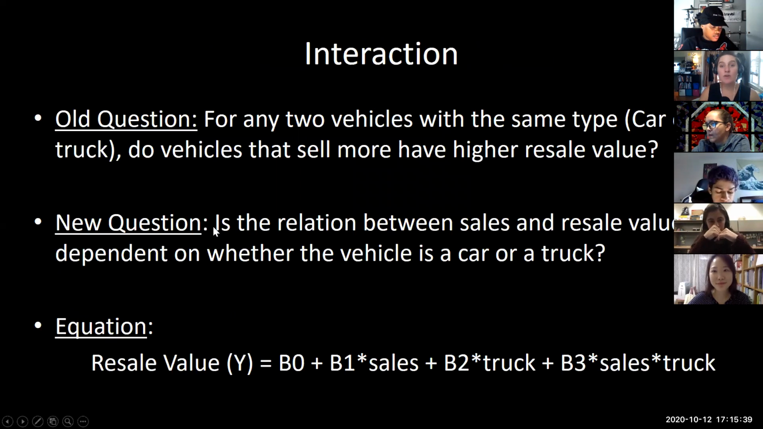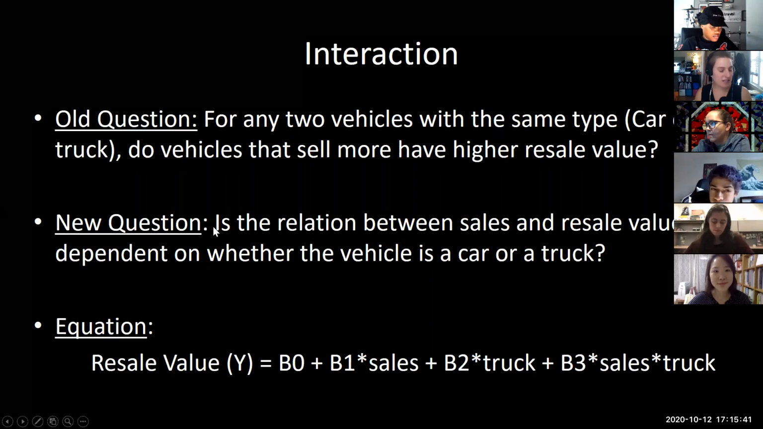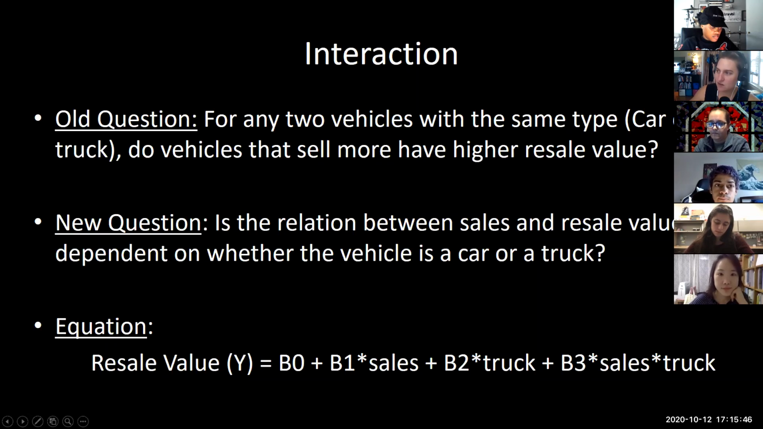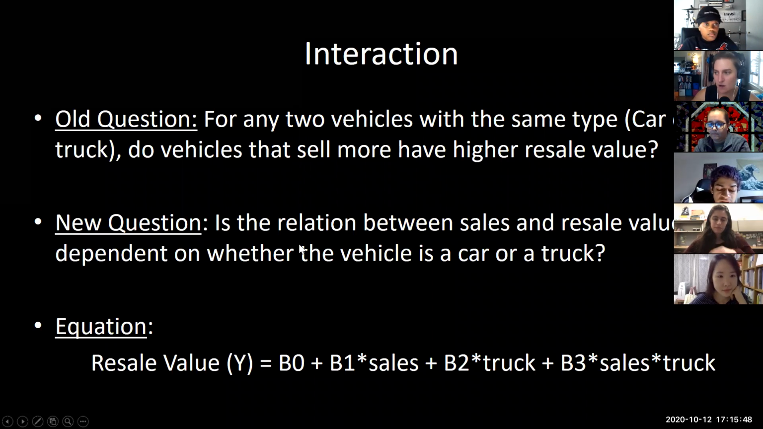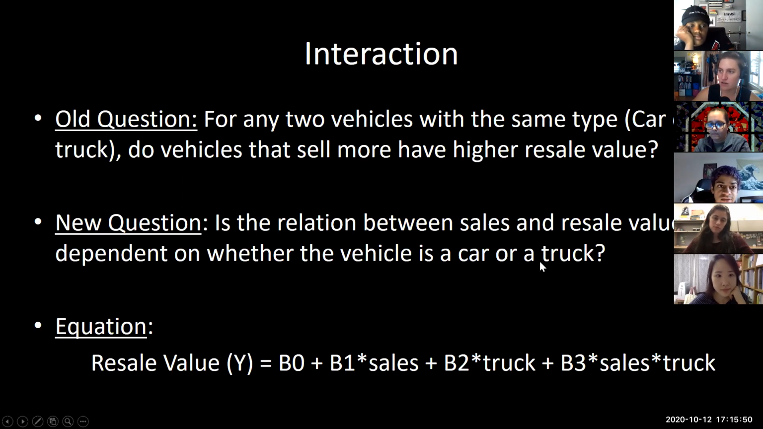So now here is our new question. This is our question that includes the interaction in the model. Is the relation between sales and resale value dependent on whether the vehicle is a car or a truck? Or I could say, is the relation between sales and resale value moderated by whether the vehicle is a car or a truck? So here's my new equation. Resale value is sales, truck, and then sales times truck. That's the new thing that we haven't done yet.